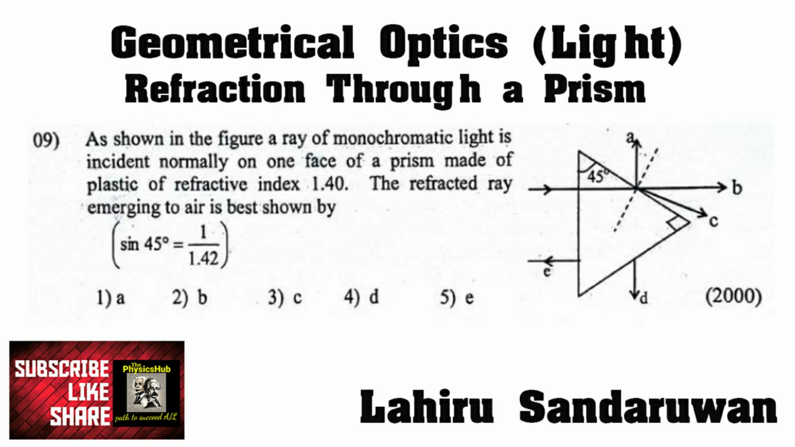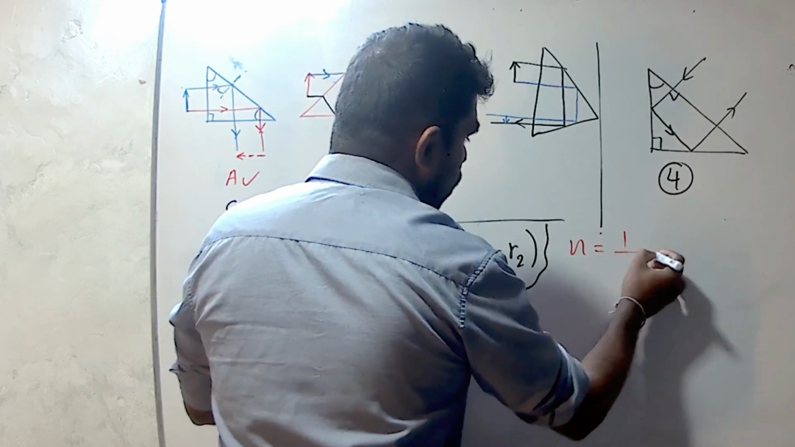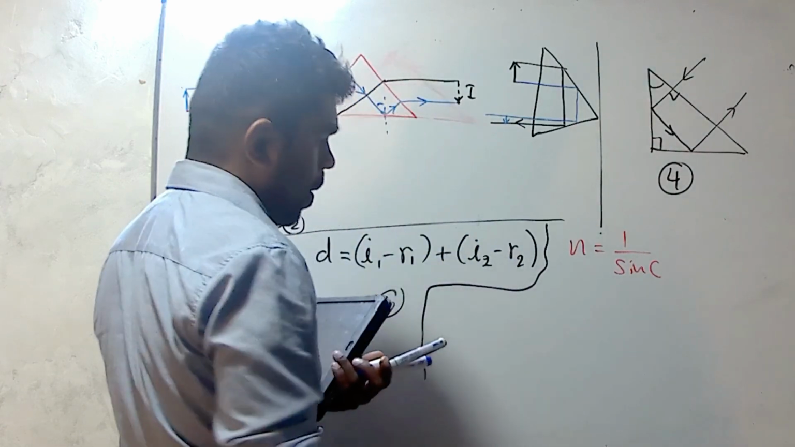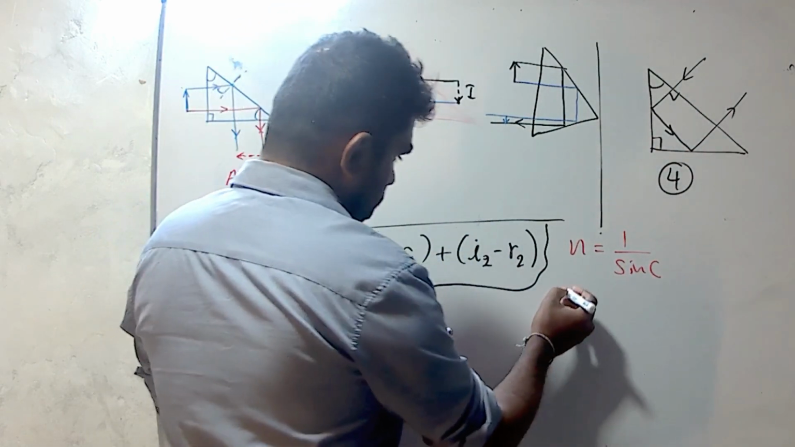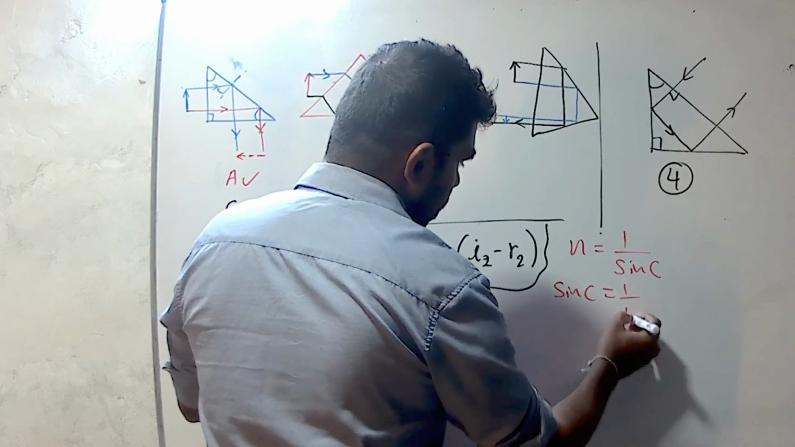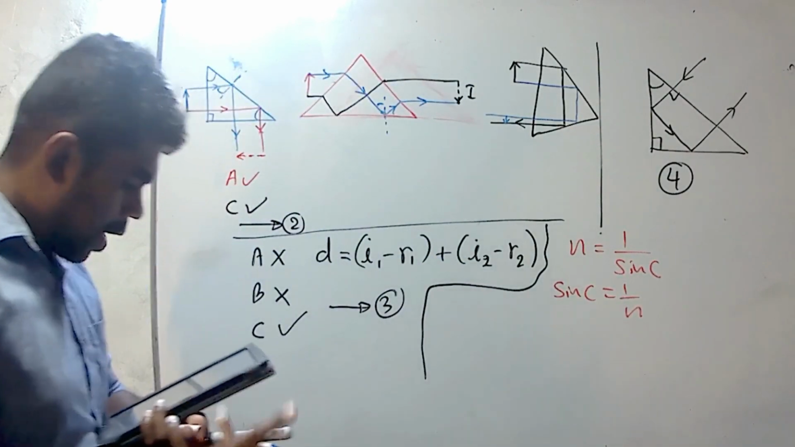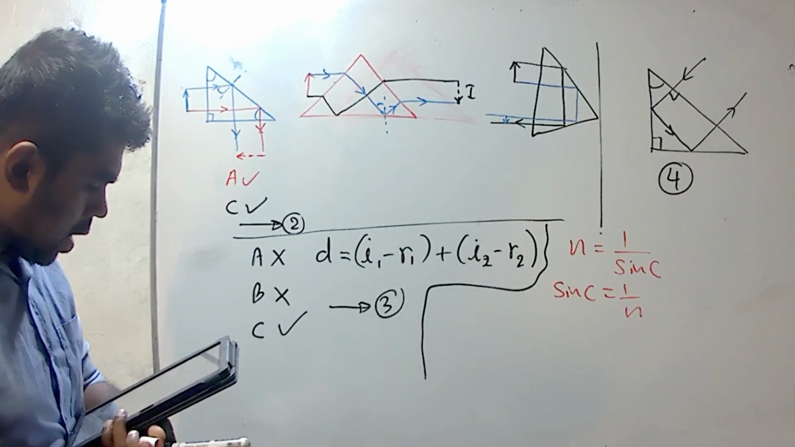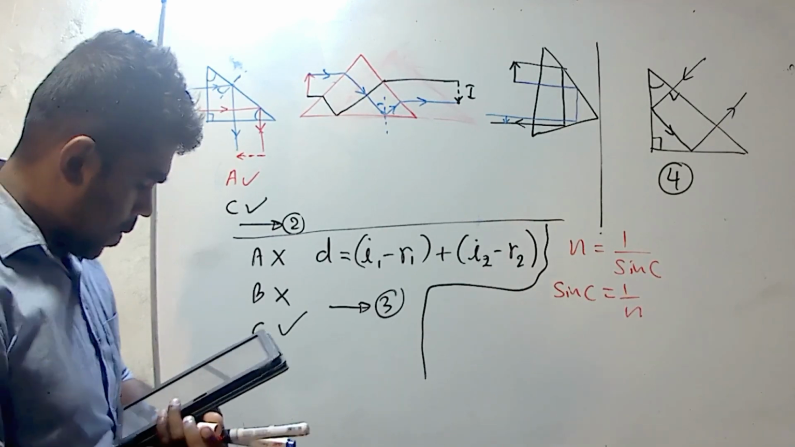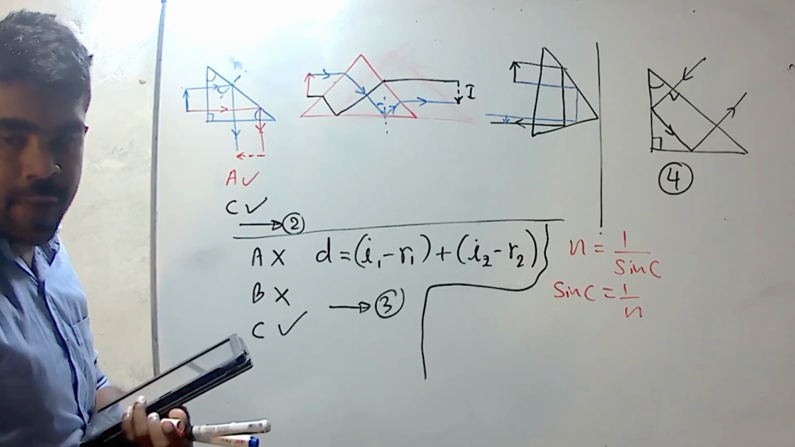As shown in the figure, the ray of monochromatic light is incident normally on one face of the prism made of plastic of refractive index 1.4. The refracted ray emergent to air is best shown by which figure? They have given sin 45 is 1 over 1.42. Now n is 1 over sin C. It means sin C equals 1 over n. They have given 1 over 1.42 is sin 45. Now the refractive index is less than 1.42.